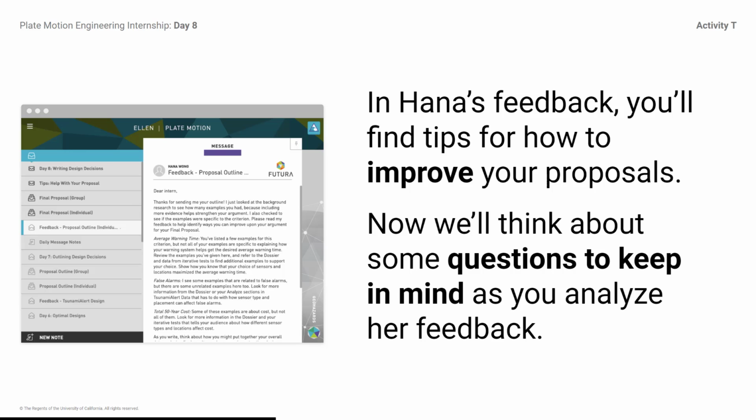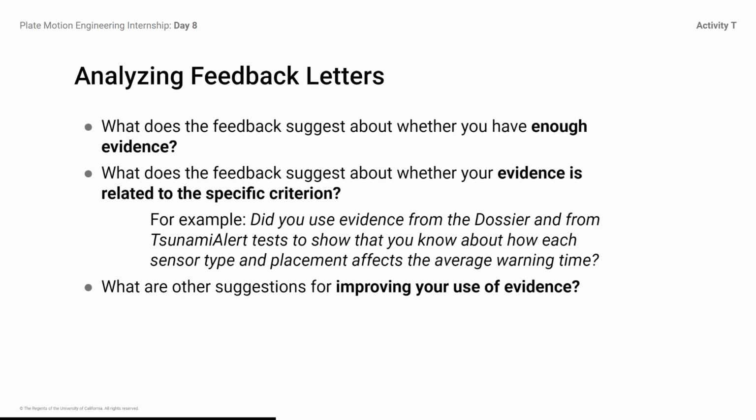Now we'll think about some questions to keep in mind as you analyze her feedback. Analyzing feedback letters. What does the feedback suggest about whether you have enough evidence? What does the feedback suggest about whether your evidence is related to the specific criterion? For example, did you use evidence from the dossier and from the Tsunami Alert test to show that you know how much each sensor type and placement affects the average warning time? What are other suggestions for improving your use of evidence? These questions should help you identify feedback from Hannah that will help you with writing your final proposal.